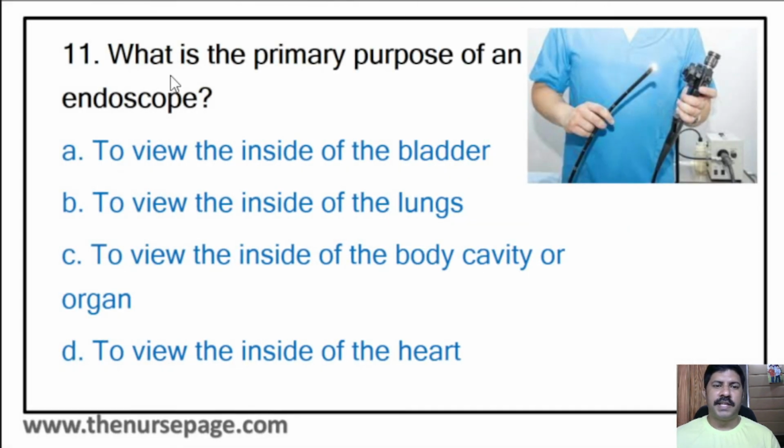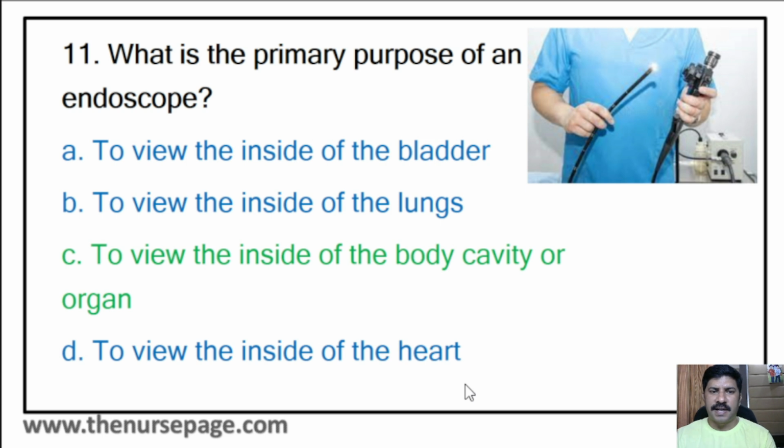Eleventh question, what is the primary purpose of an endoscope? To view inside the bladder, to view inside the lungs, to view inside the body cavity or organ, to view inside of the heart. Correct answer is to view inside the body cavity or organ.